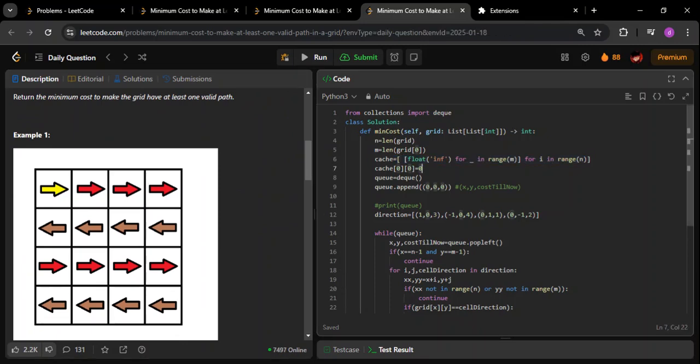Normally in BFS, in case of a graph, you have to create a visited set. But in this case, it is a 100 cross 100 matrix, so for that reason I am maintaining a cache. Instead of making a visited set or a hash map, I'm maintaining an array here. Similarly, since we are going to start from 0 comma 0 itself, the value in the cache for 0 comma 0 is going to be 0. As simple as that.